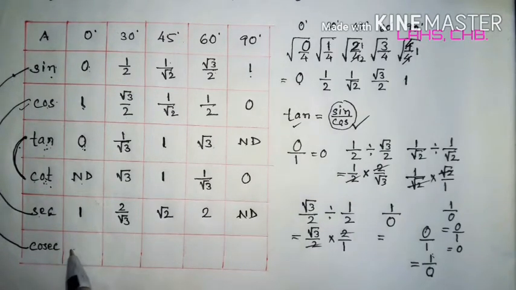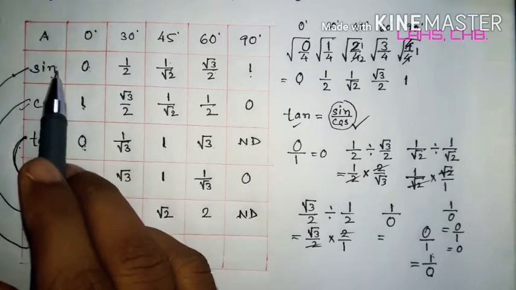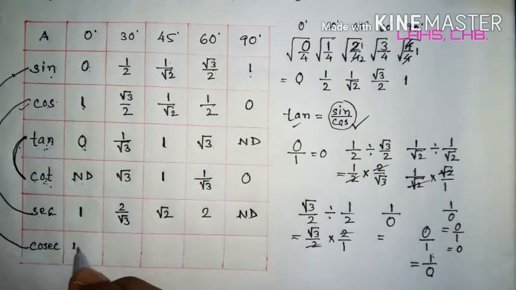Now see, cosec, the different values for cosec. So cosec is the reciprocal of sine 0. Reciprocal of 0 is not defined.